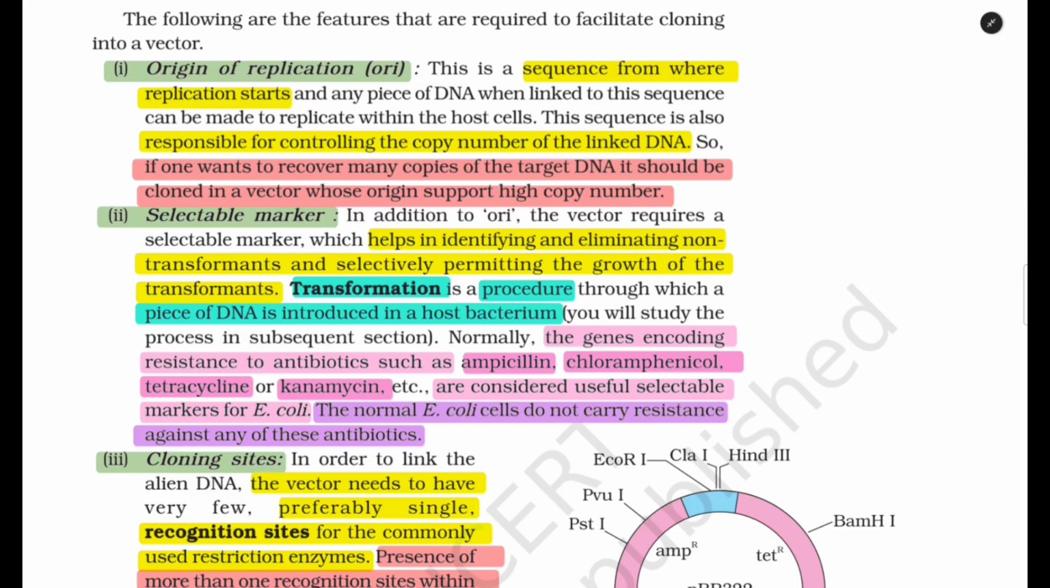Number 2. Selectable marker. In addition to ORI, the vector requires a selectable marker which helps in identifying and eliminating non-transformants and selectively permitting the growth of the transformants. Transformation is a procedure through which a piece of DNA is introduced in a host bacterium. You will study the process in a subsequent section. Normally, the genes encoding resistance to antibiotics such as ampicillin, chloramphenicol, tetracycline, or kanamycin, etc., are considered useful selectable markers for E. coli. The normal E. coli cells do not carry any resistance against any of these antibiotics.